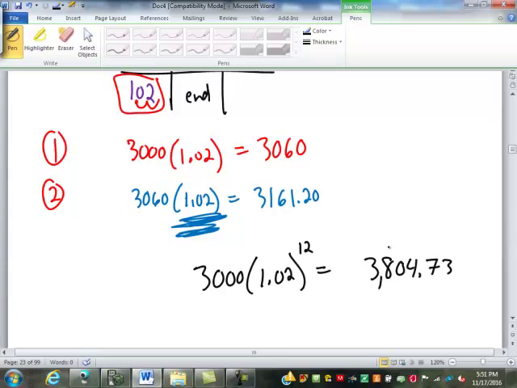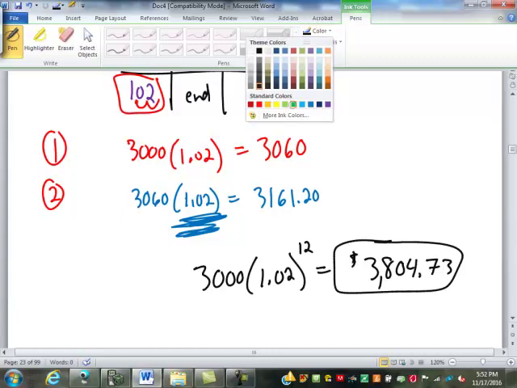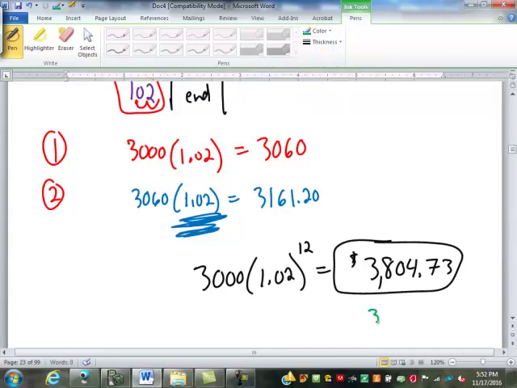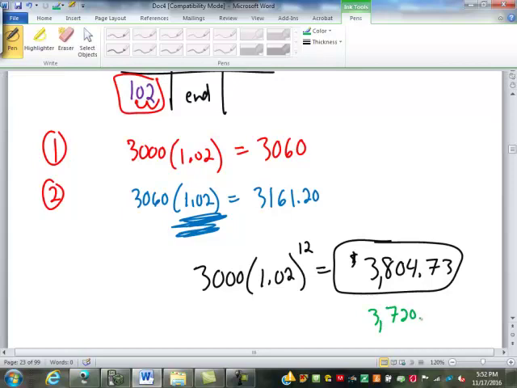So $3,804.73 is what we end up with for compound interest. Now remember, simple interest we got $3,720. So you can see here by doing compound interest, we came out $84.73 ahead over 3 years. Now, right now, 8% would be a really high interest rate. The higher the interest rate is, the bigger the difference will be. So on your investments, it would not be nearly that significant. But it does make a difference over time.